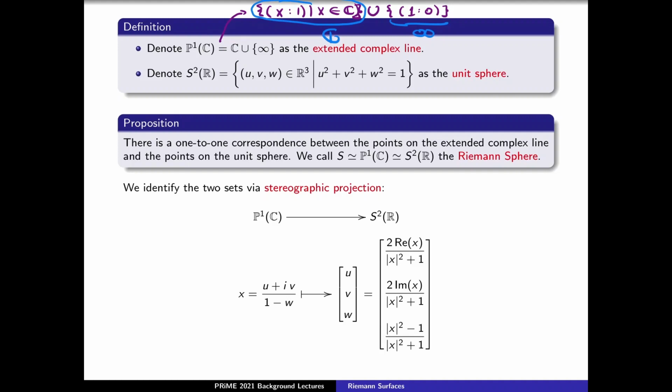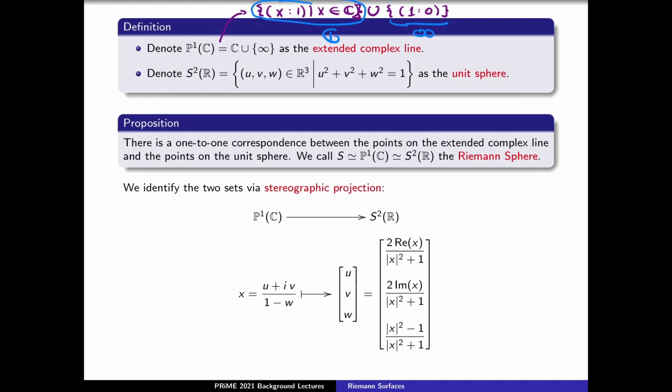Now the Riemann sphere is just the unit sphere in R3. So we have the set of points (u, v, w) in R3 that satisfy the equation u squared plus v squared plus w squared is equal to 1. And then we have the following proposition that gives us a bijection between P1C and the Riemann sphere.